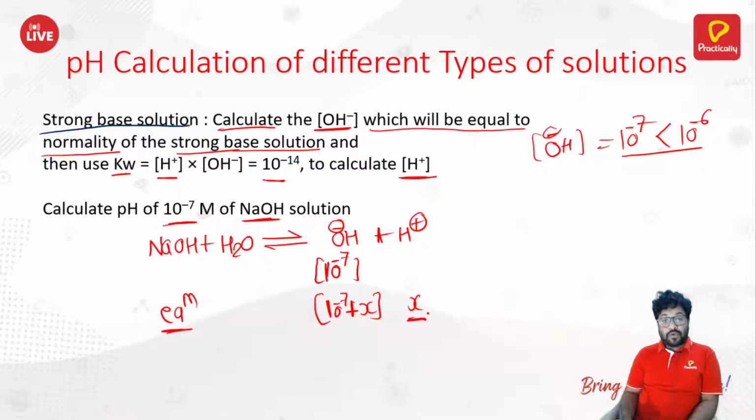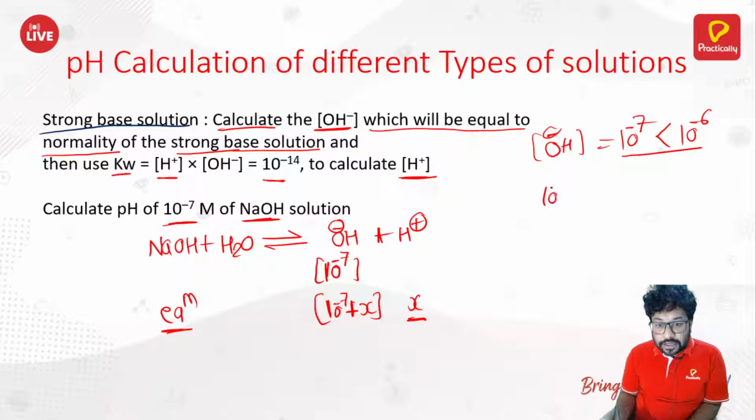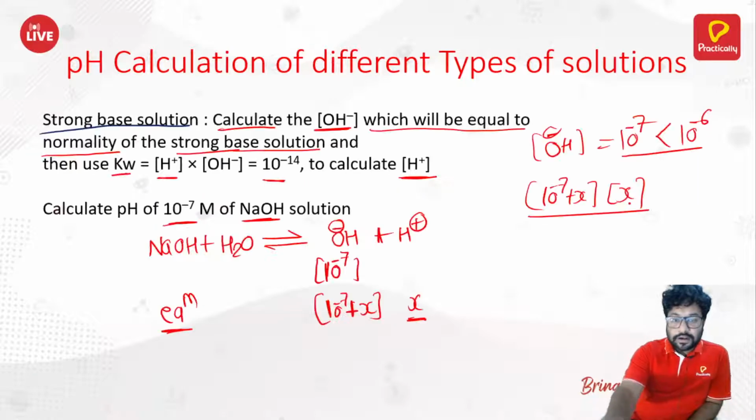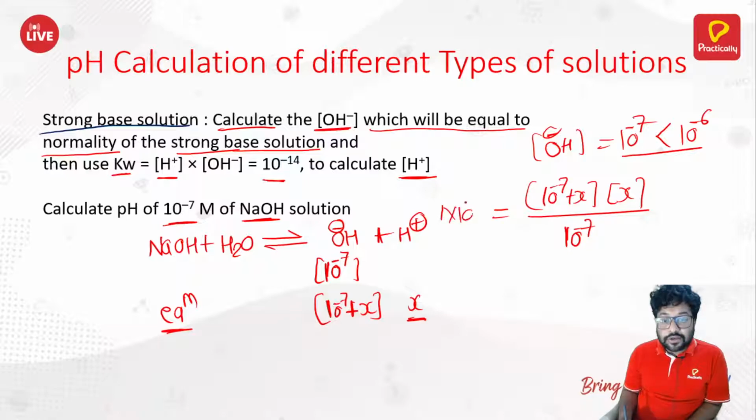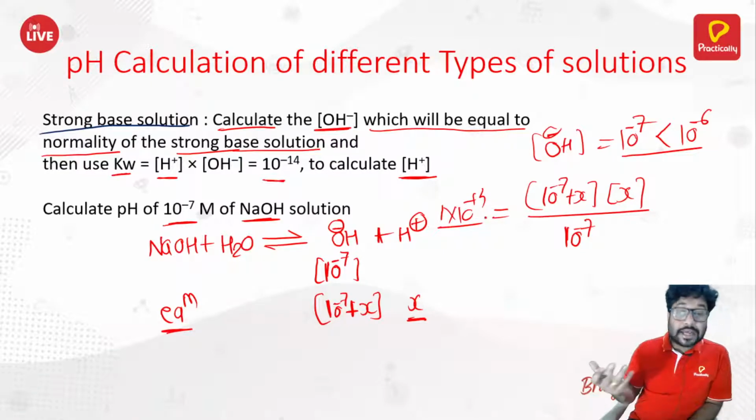Now, as in the earlier case, what do we do then? 10 raised to minus 7 plus x multiplied by x, divided by the concentration of your NaOH, which was 10 raised to minus 7, will be equal to what? 1 into 10 raised to minus 14, Kw, isn't it? Just the way we solved it for the last numerical. Exactly the same way. No difference.